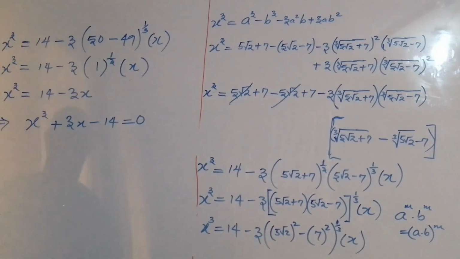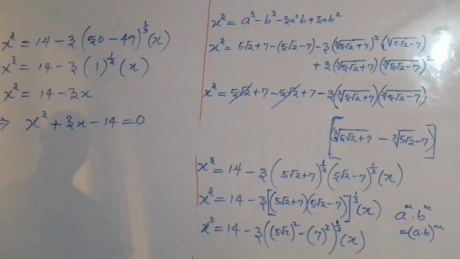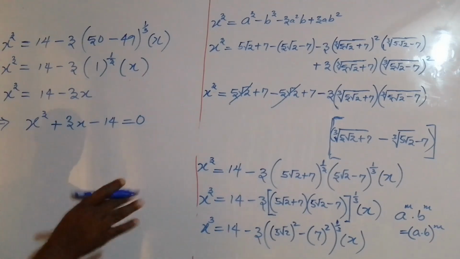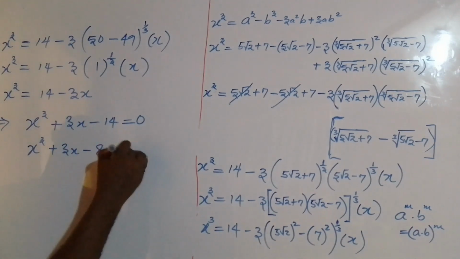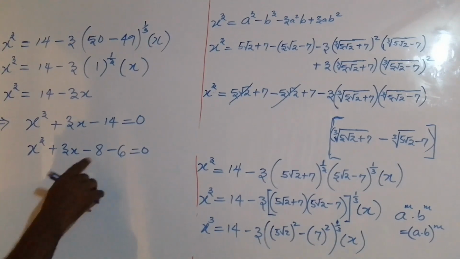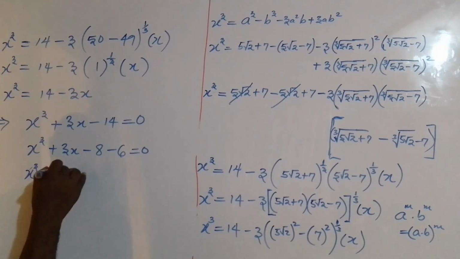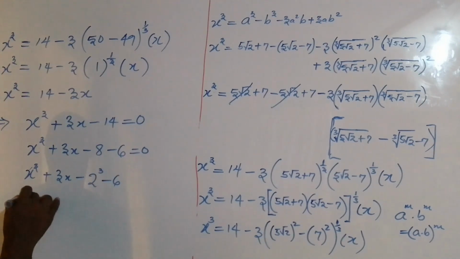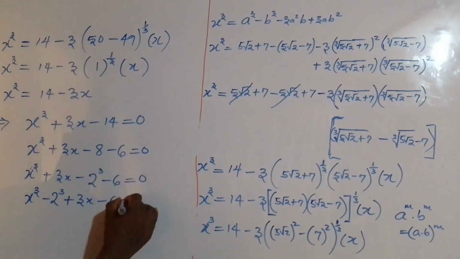Okay, so solving this for x, I'm not using polynomial division, I'm going to use a very interesting method. What I'm going to do is to break up this minus 14 into minus 8 minus 6. So I have x cubed plus 3x minus 8 minus 6 equal to 0. And I'm going to write 8 as 2 to the power of 3. So I have x cubed plus 3x minus 2 to the power of 3 minus 6. So I bring this and this together: x cubed minus 2 cubed plus 3x minus 6, this is equal to 0.